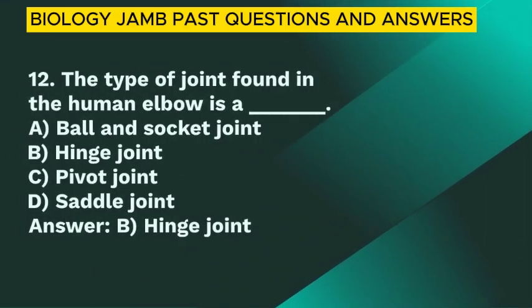Question number 12. The type of joint found in the human elbow is A. Ball and socket joint, B. Hinge joint, C. Pivot joint, D. Saddle joint. The answer is B, which is hinge joint.